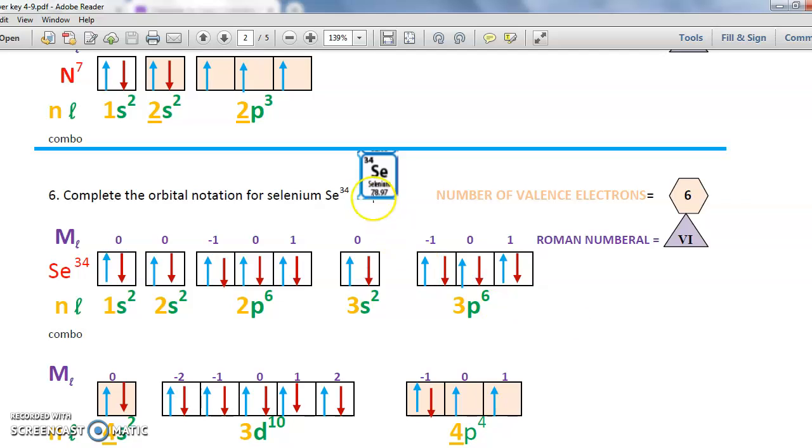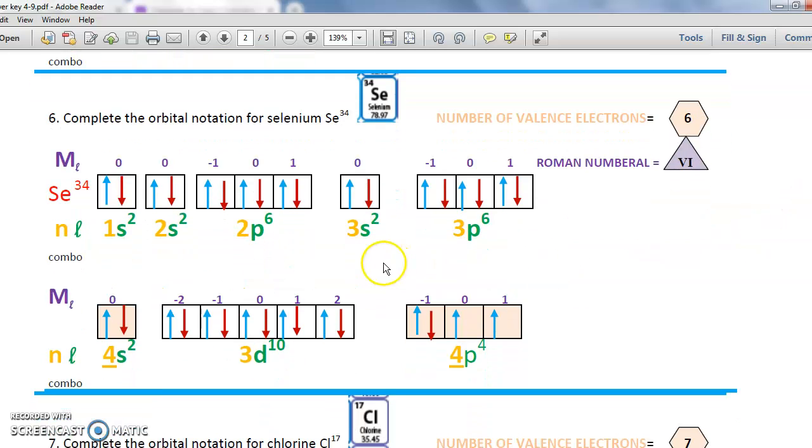Now we're asked to do selenium, number 34. Here we go. 34 electrons to place.